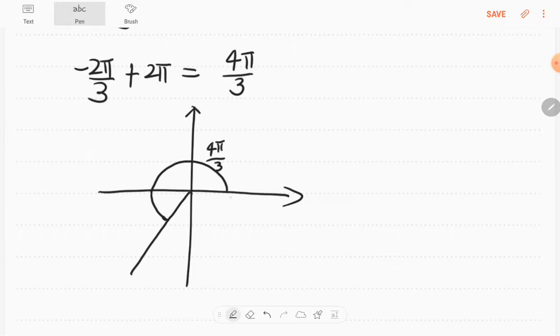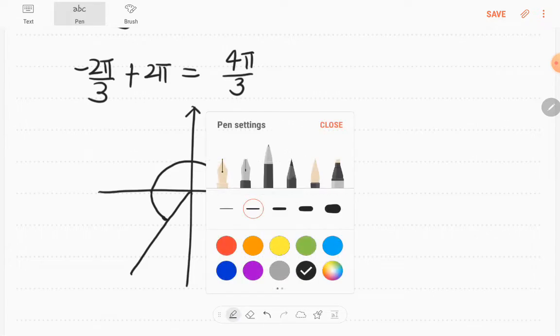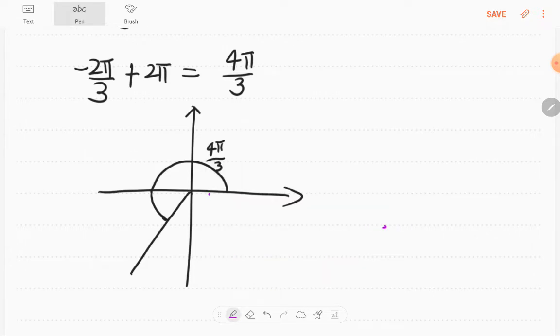And so the other angle, this would be your negative 2 pi over 3, right? The magnitude is less than pi. We didn't have half of the circle, half of the revolution, right? So negative 2 pi over 3 is less than half of a revolution in the negative direction.